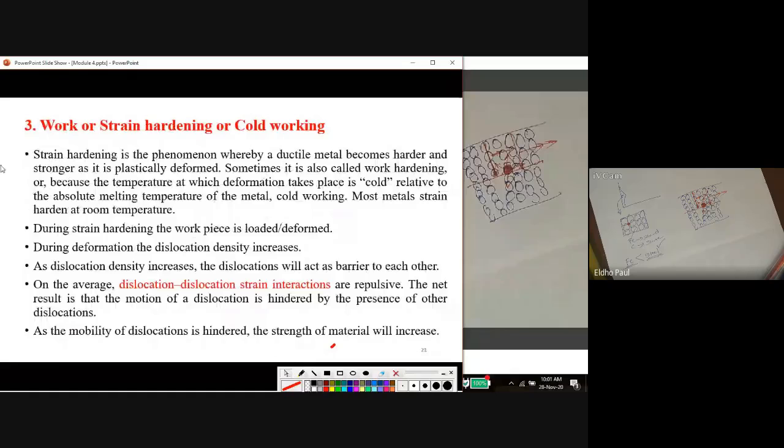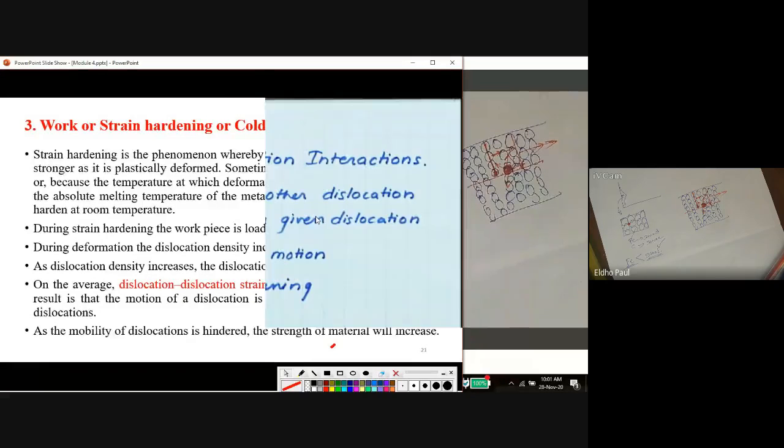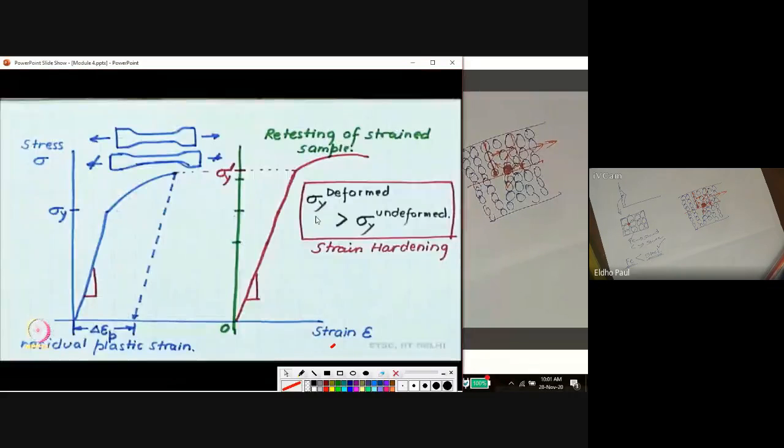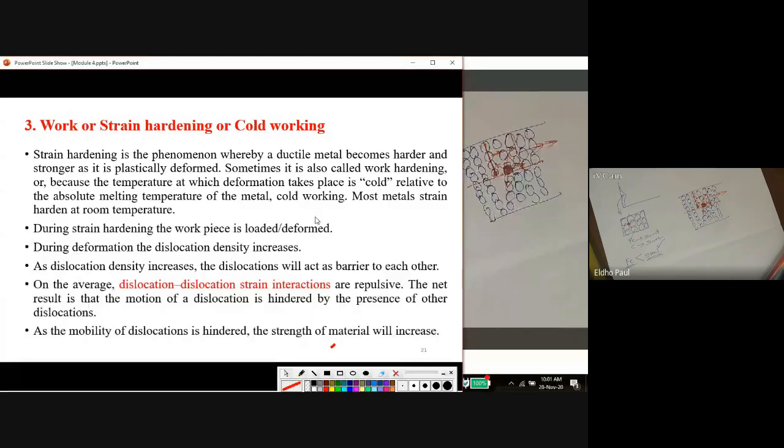Next one is work hardening or strain hardening. This is a very important topic. Work hardening or strain hardening. Okay, so this topic is about ten minutes.